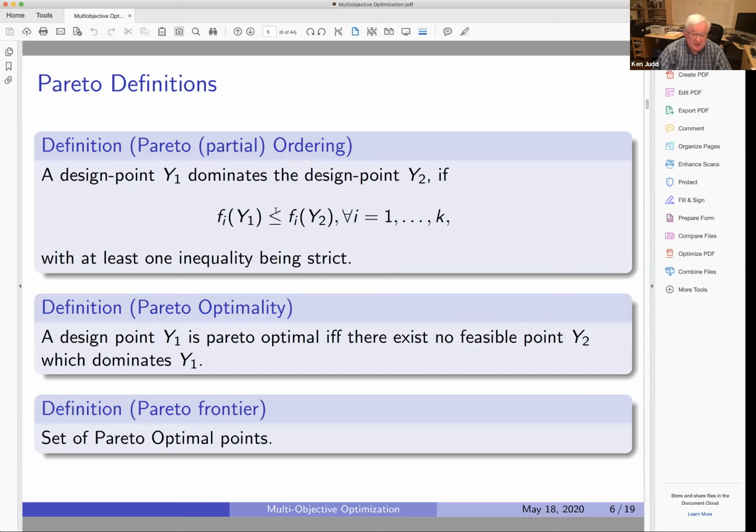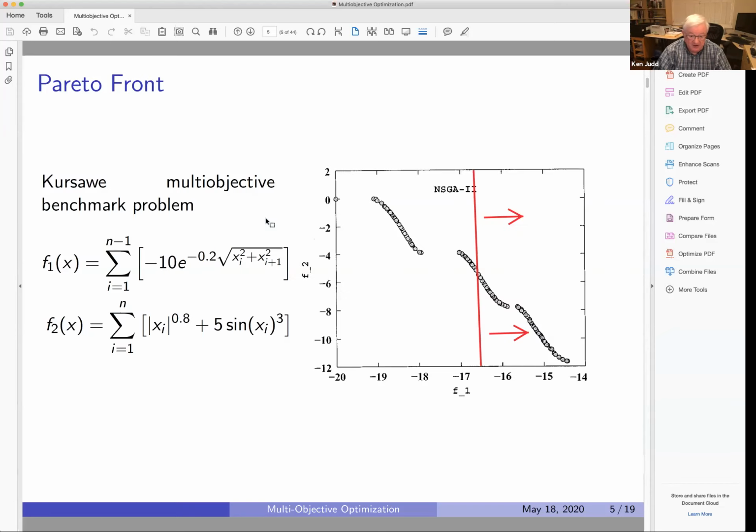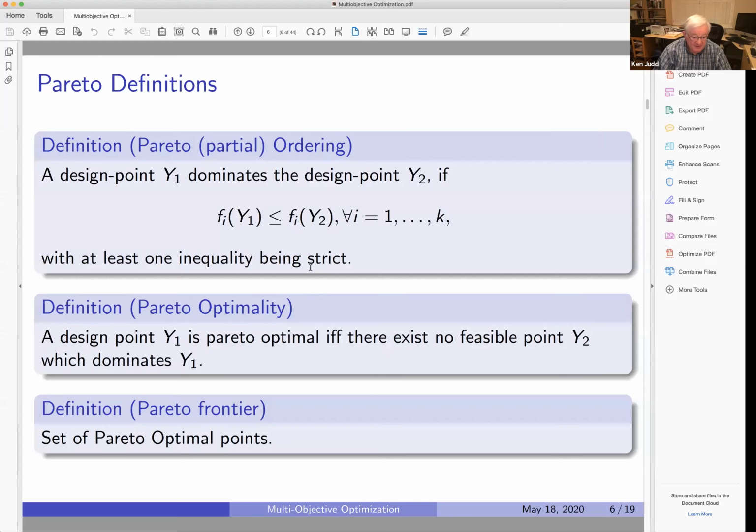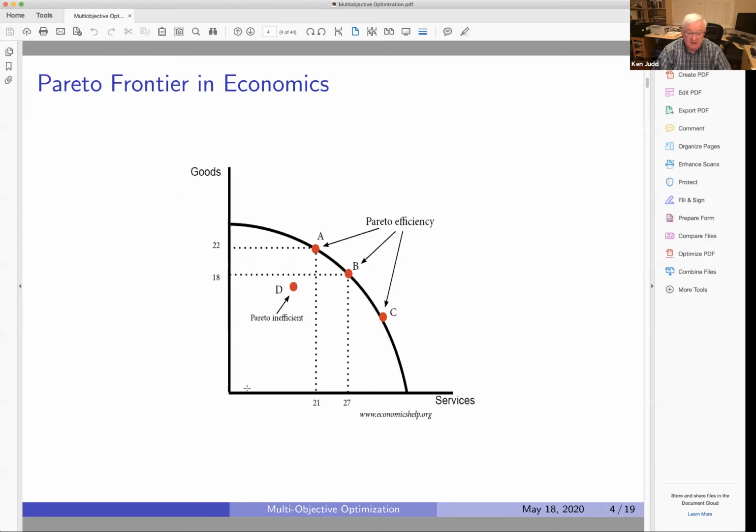So anyway, that's domination. Basically, one point dominates another if and only if it's better in all dimensions. So A Pareto dominates D because it is better in both dimensions. Now a design point Y1 is Pareto optimal if there is no feasible design point Y2 that dominates Y1. And the Pareto frontier is the set of Pareto optimal points. And so back here, there's nothing that dominates A, nothing that dominates B, nothing that dominates C.